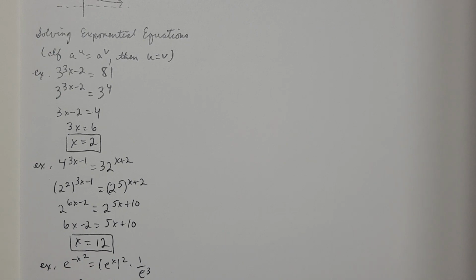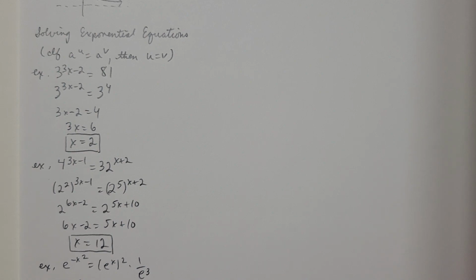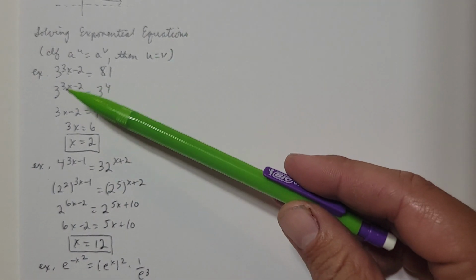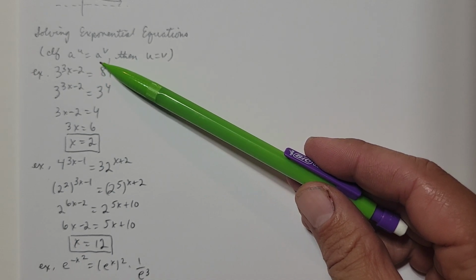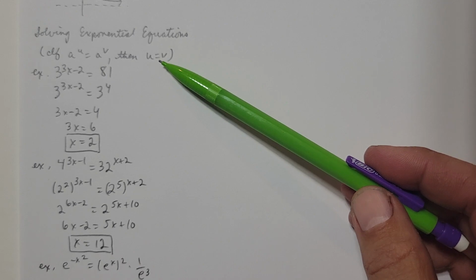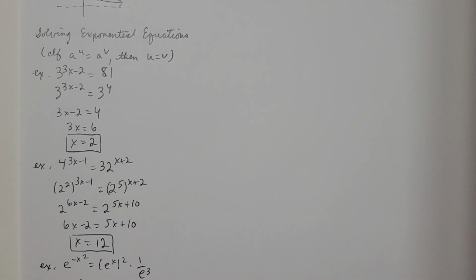So in these problems, we have an exponential equation, and you're going to use the statement that says if a to the u equals a to the v, then u is equal to v. Okay, so if the base is the same on both sides, you can get rid of the base and set the powers equal.